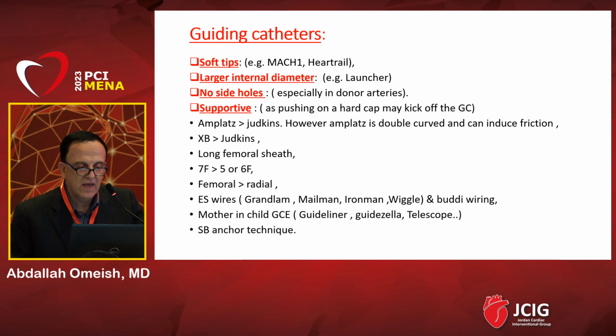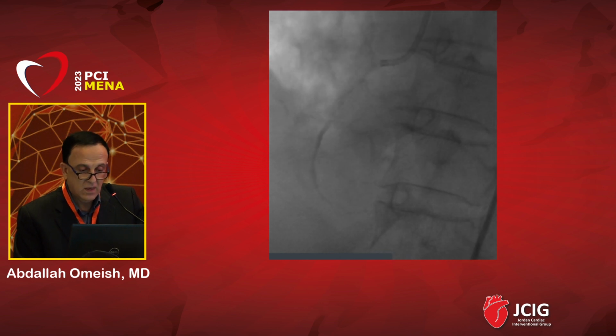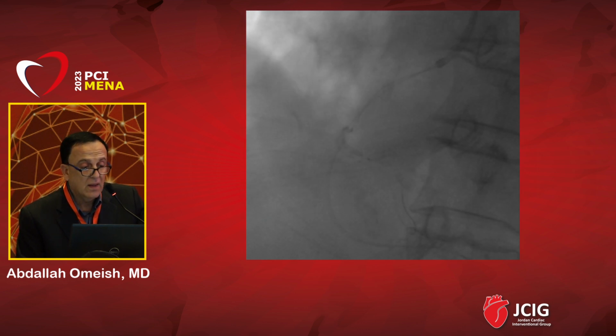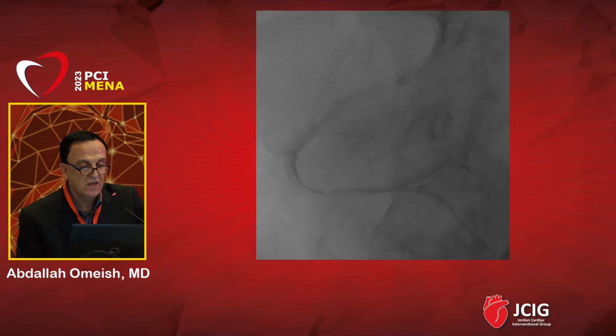Extra support wires and buddy wiring are necessary in several procedures. Mother and child guiding catheter extensions are needed sometimes, and the side branch anchor technique is a last resort to increase the support of the guidings. With the side branch anchor technique, you can see that many times we can support the guiding by ballooning a side branch, and balloon crossing becomes possible only after the side branch anchor.